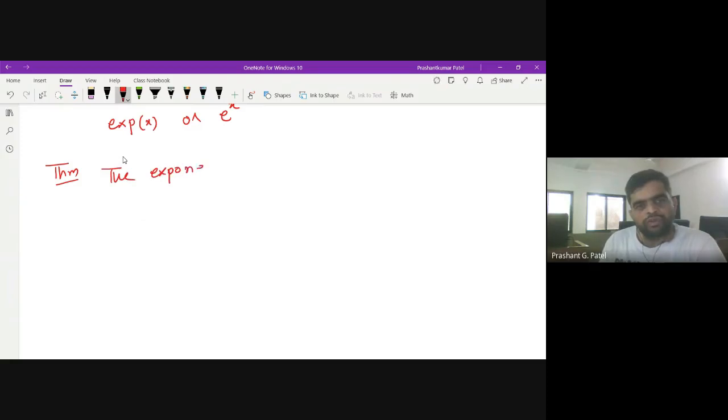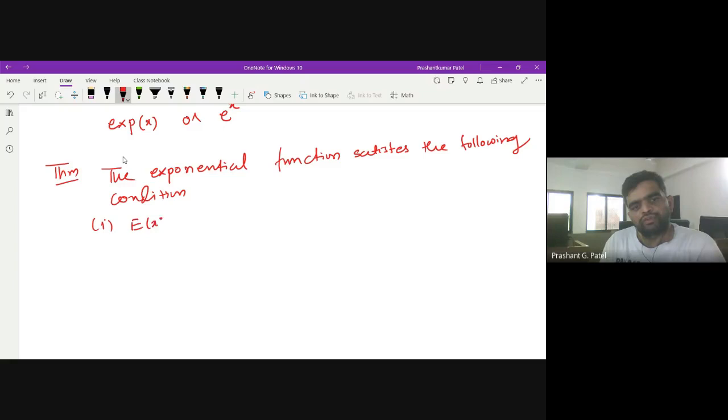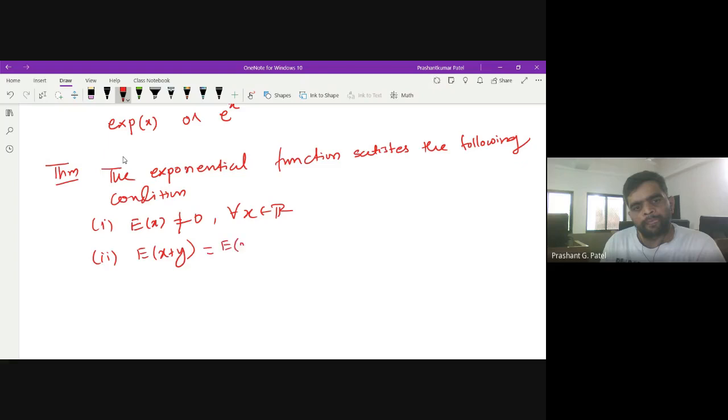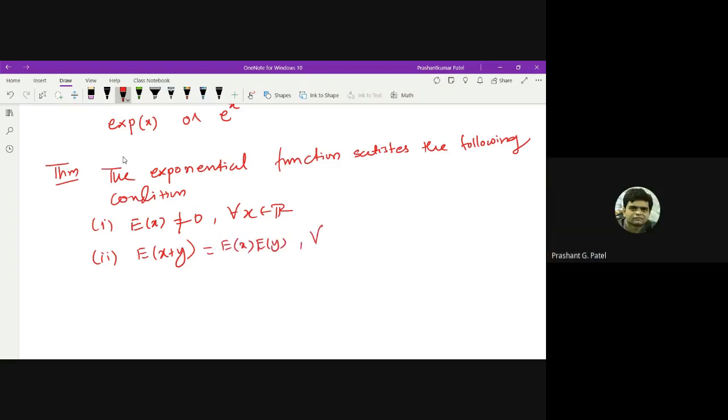So whenever I say the exponential function, that means it should satisfy the two conditions: the derivative is itself, and at the point 0 it has the value 1. Following conditions. The first one is E of x is non-zero. That means the exponential function is non-zero for all x belongs to R. The second one is E of x plus y is E of x into E of y for every x, y belongs to R. The third property is E of r is e power r for all r belongs to Q. So for all rational numbers we can write it in this manner.